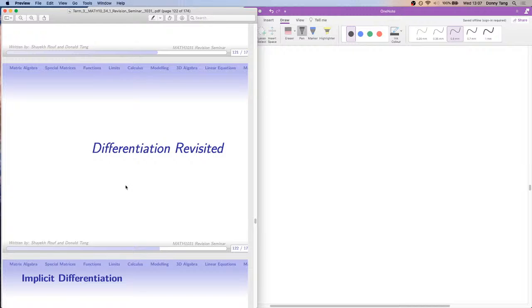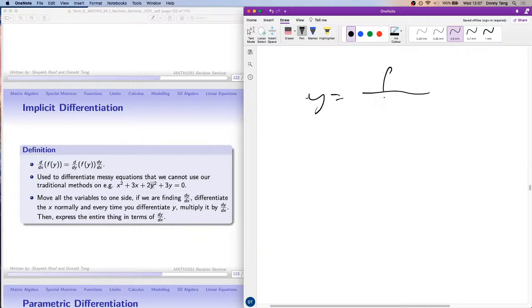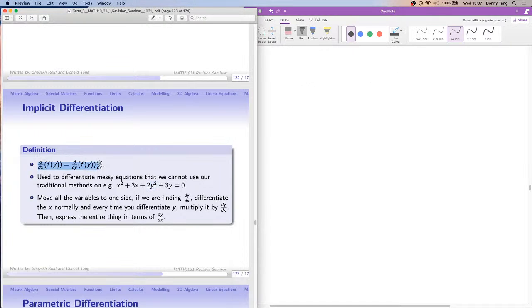All right, so now we're going on to differentiation revisited. Implicit differentiation. So this is used to differentiate messy equations that we cannot use our traditional methods on. For example, this. It's possible, but it's a big trek to find y in terms of x, so f(x), and then differentiate it. What you want to do is use implicit differentiation. So the formula is here, all right?